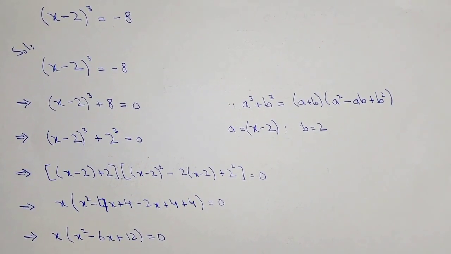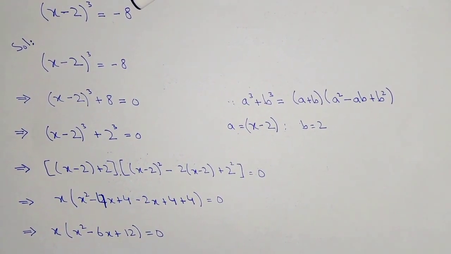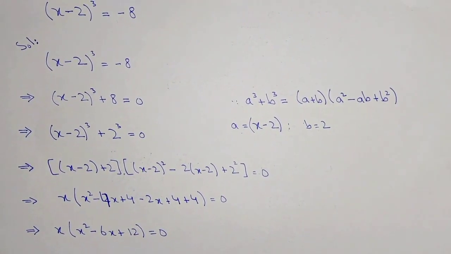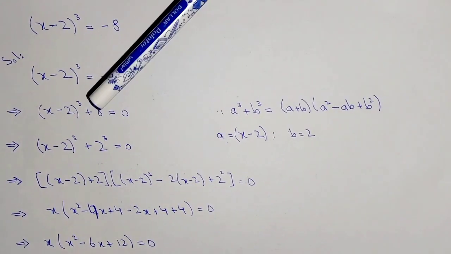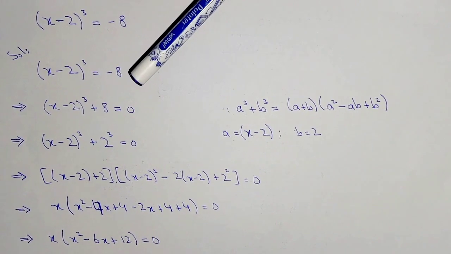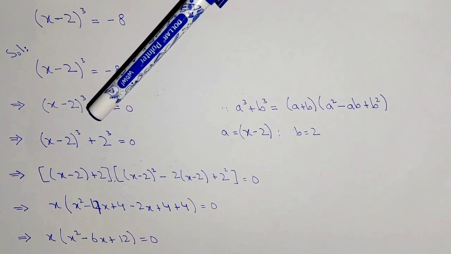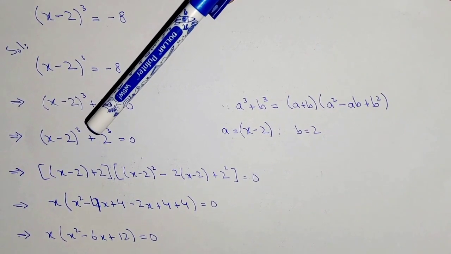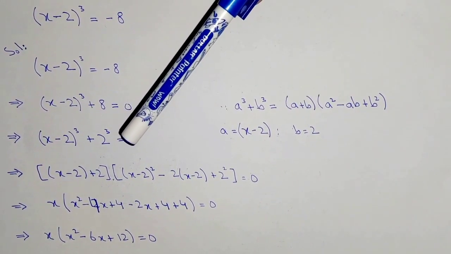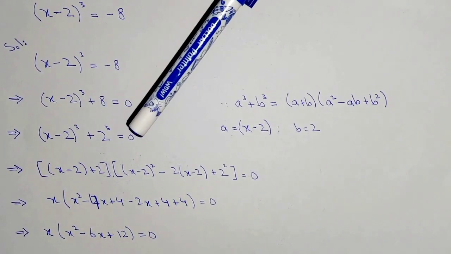In this video, we have the question (x - 2)^3 = -8. We have to find the value of x. (x - 2)^3 + 8 = 0, because we will bring -8 to the left hand side, so the sign will change. In the next step, we have (x - 2)^3 + 2^3, because we are writing 2^3 instead of 8, equal to 0.